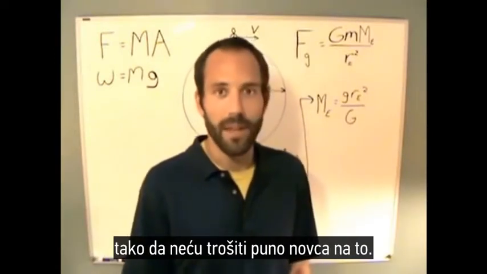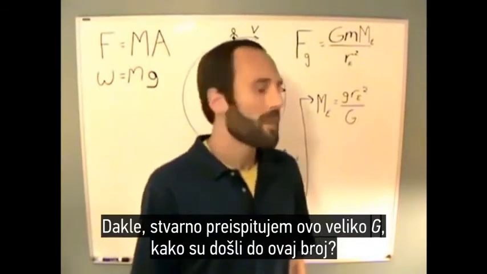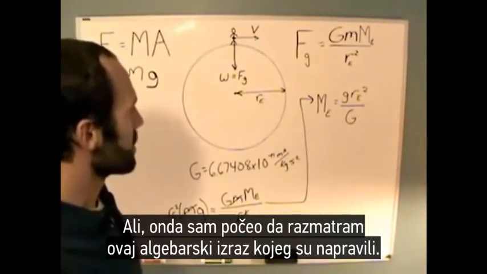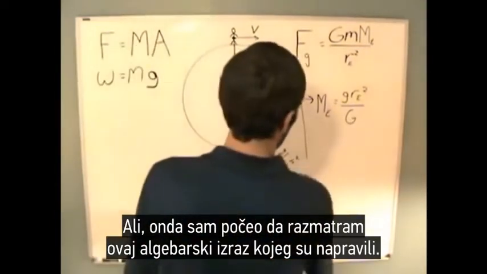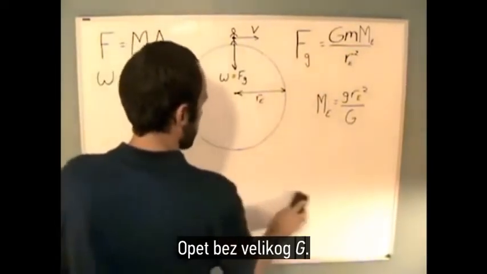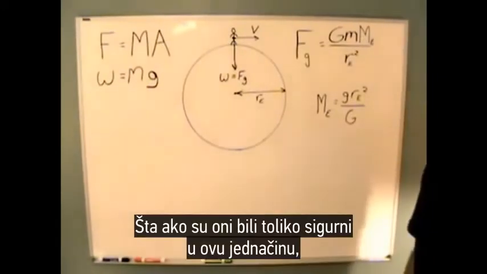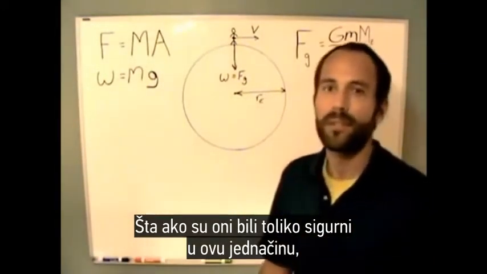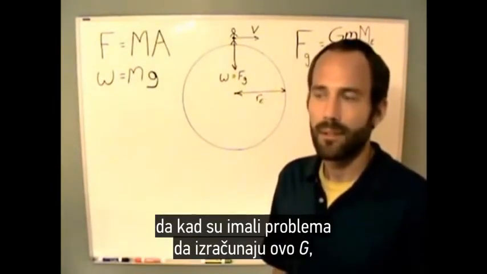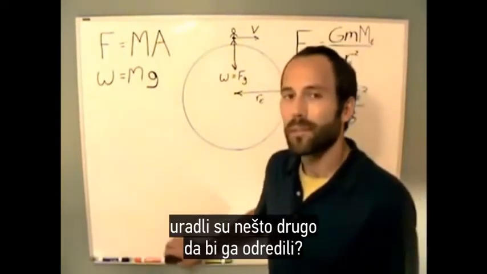So I'd also be spending a lot of money on that. So I'm really questioning this big G. How did they come up with that? But then I started to look at this algebraic expression that was written. Get rid of big G again. Say, well, what if they were so sure about this equation of gravity, and they were having trouble coming up with G, that they did something else to determine it.